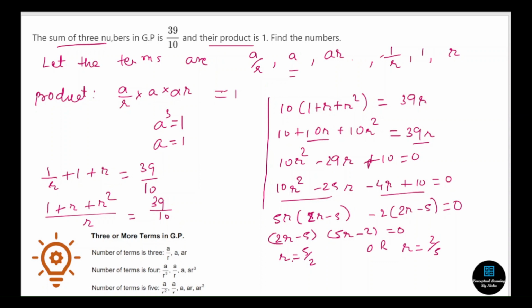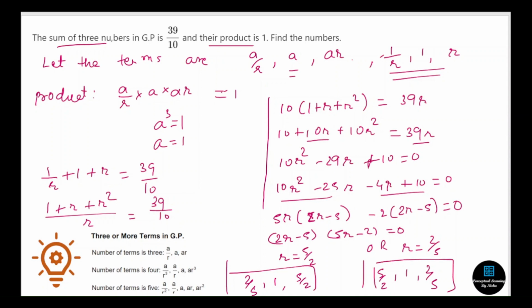Now when r equals 5 upon 2, the terms are 2 upon 5, 1 and 5 upon 2. When it is 2 upon 5, then it is 5 upon 2, 1 and 2 upon 5. So these are the numbers. See, they are the same, just in ascending and descending order.